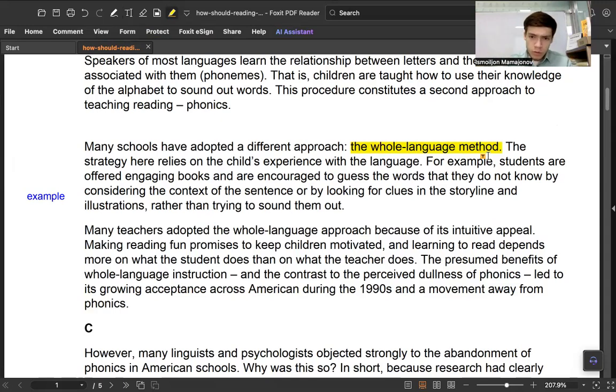Many teachers adopt the whole language approach. Whole language approach means this approach was adopted by many teachers. Why? Intuitive appeal, making reading fun, promising, keep children motivated. And learning will depend more on what the student does than on what the teacher does. The presumed benefit of the whole language instruction.